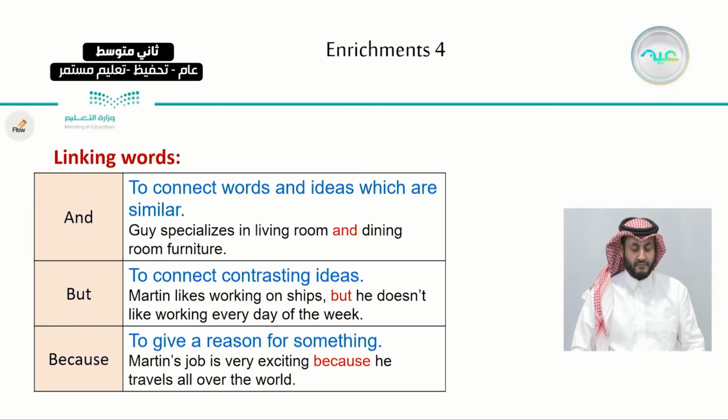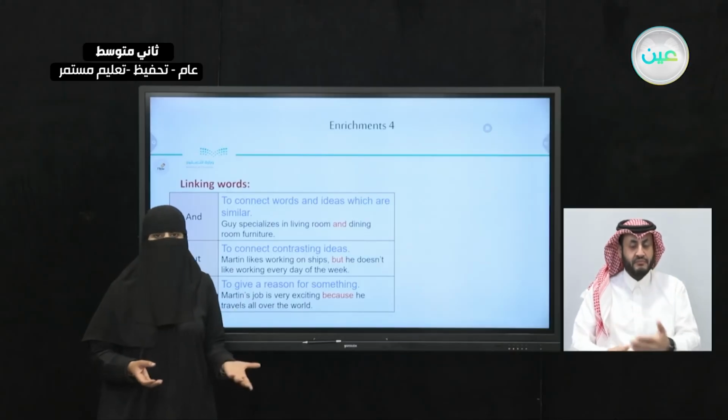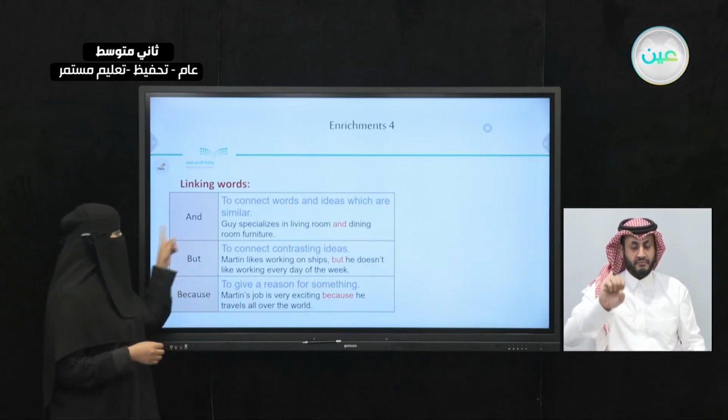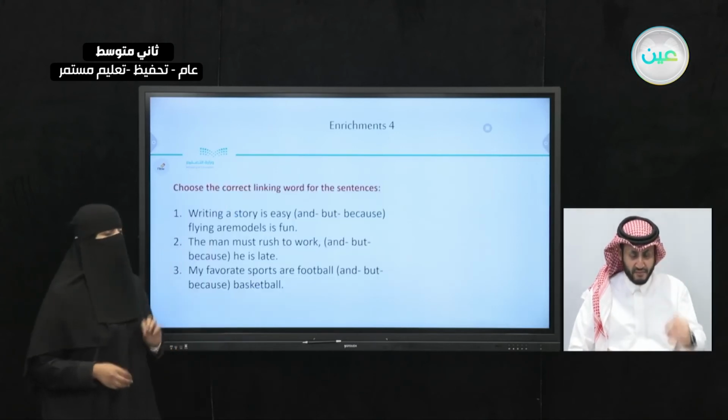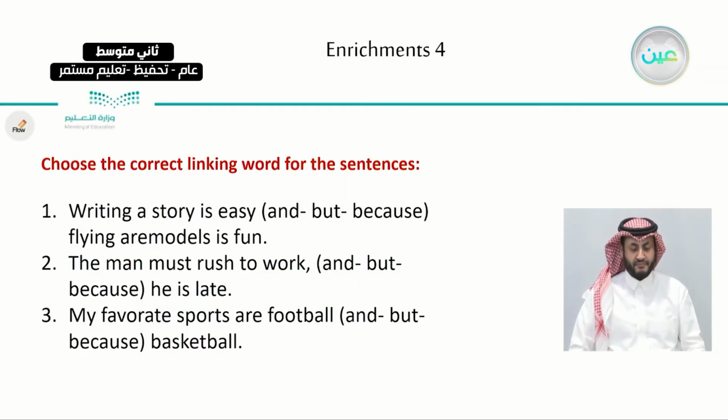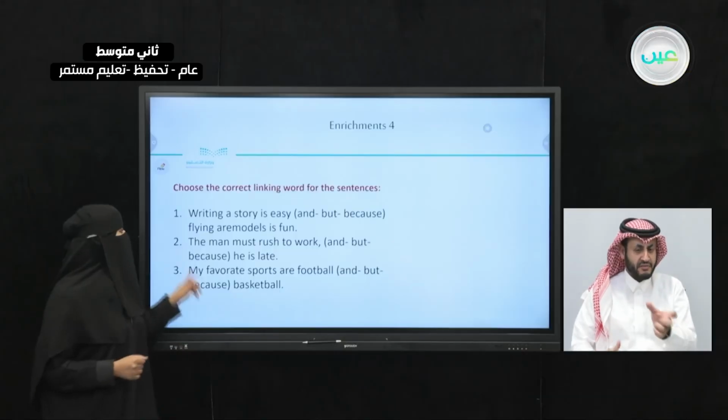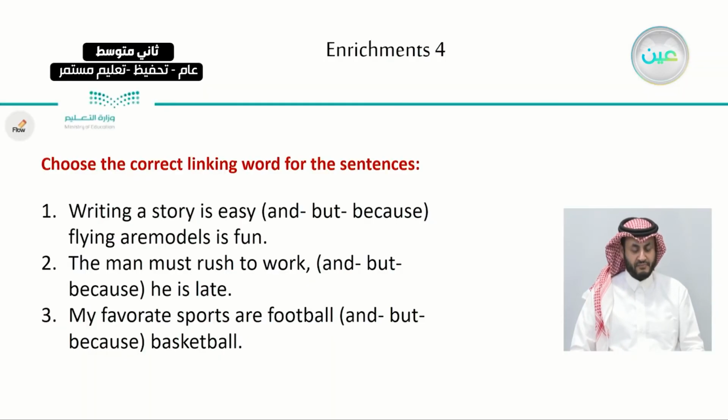Here we have the word because to give a reason for something. Like this: Martin's job is very exciting because he travels all over the world. Why is it an exciting job? Because he's traveling all over the world. This is the reason. So now, do you know how we can use the word and, but, and because? Let's take a look at these examples here. So choose the correct linking words for the sentences, and why did you choose this word? So here we have number one: writing a story is easy, flying air models is fun. So what are we going to use? Are we going to use this?